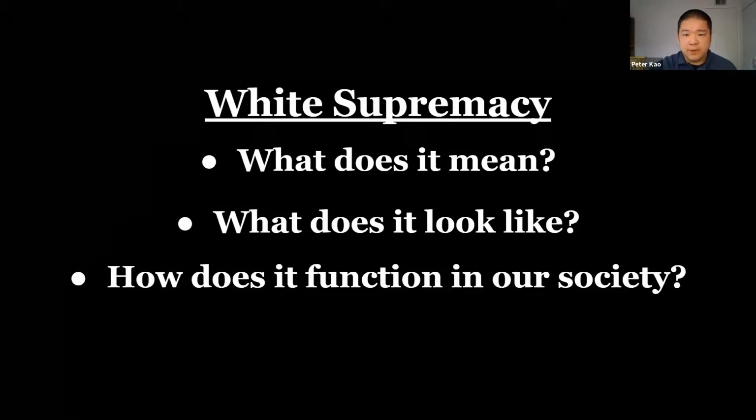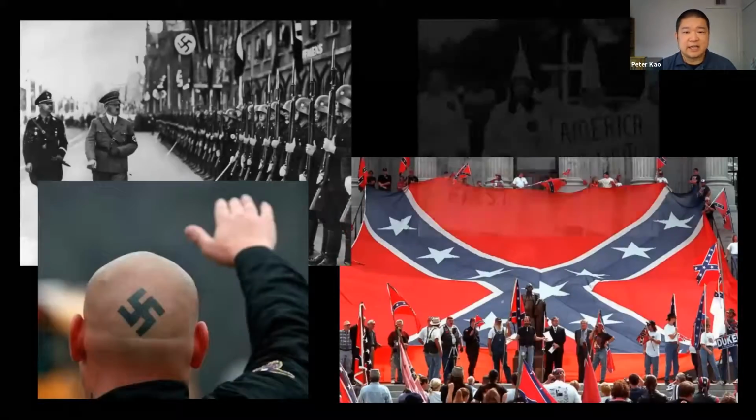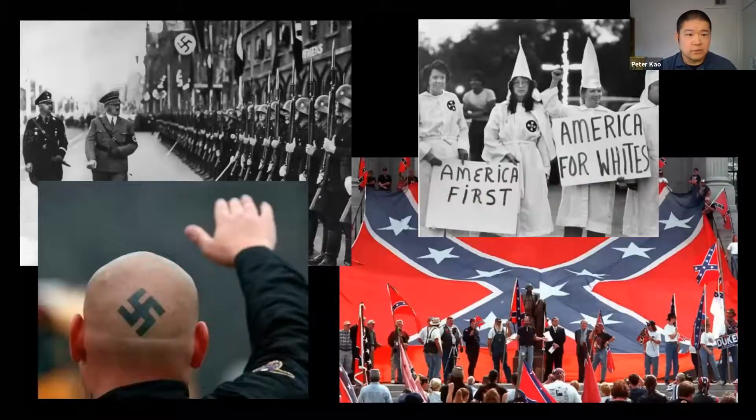Now, for most people out there, when we talk about white supremacy, these are the ideas that come to mind, right? We'll start from the top left here. Top left is Nazi Germany. We'll go clockwise. On top right is the Ku Klux Klan. Bottom right is the Confederate, who supported slavery. And on the bottom left is the neo-Nazi. These are the ideas of white supremacy when we use this concept.